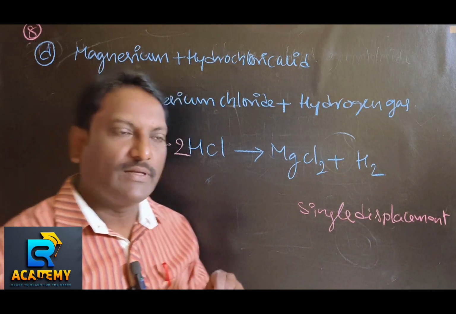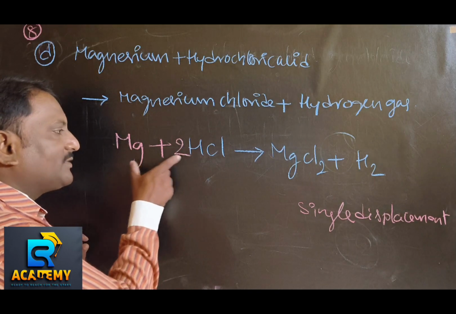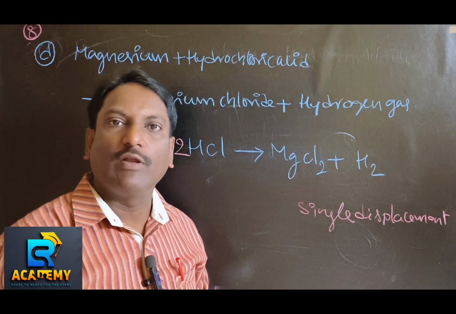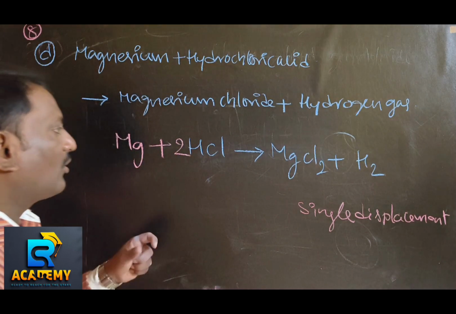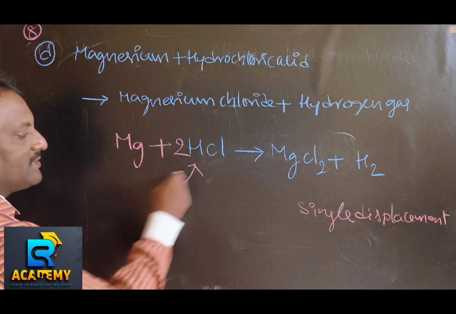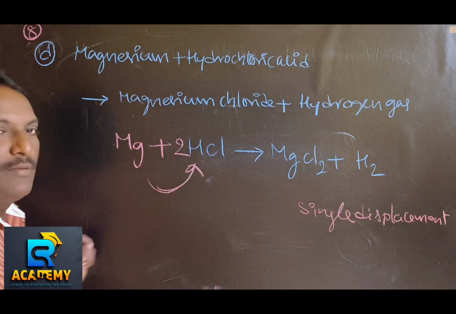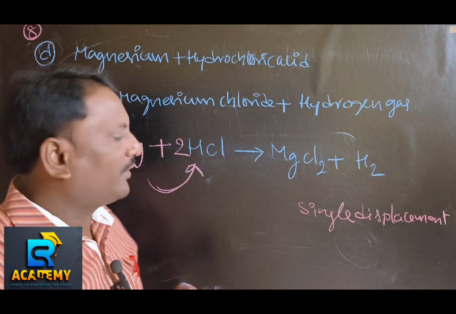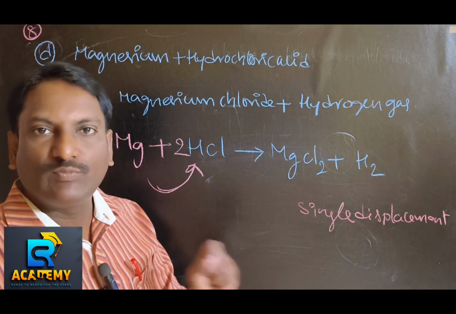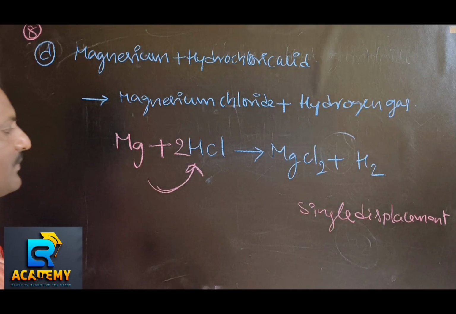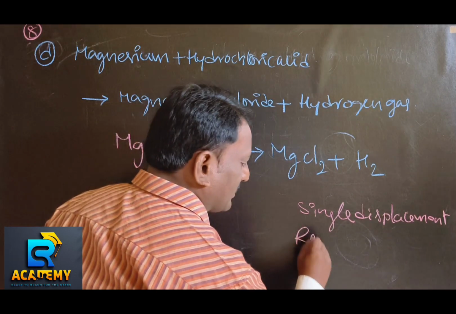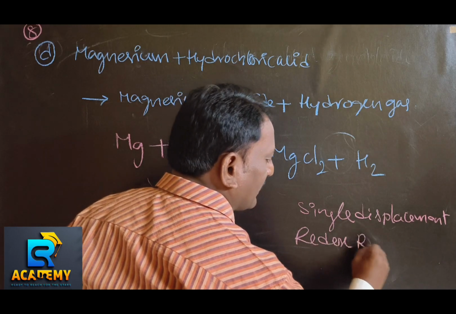What is meant by displacement? In a displacement reaction, a highly reactive element displaces a less reactive element from its compound. Here hydrogen is replaced by magnesium because magnesium is more reactive than hydrogen. So a single displacement reaction is also considered a displacement reaction. Not only that, it is a redox reaction. Please make a note of it.